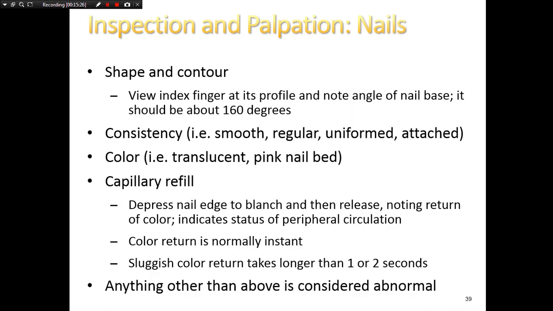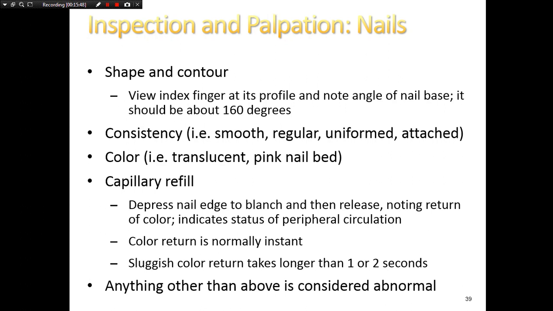When we're looking at the nails, we know a normal angle is somewhere around 160 degrees. And when we're looking at the nails, we're always looking at consistency, color, and contour. So are they square? Are they oval? And we want them to be smooth and regular. Are they translucent and pink? Does it have good blood flow? We're always checking the capillary refill.